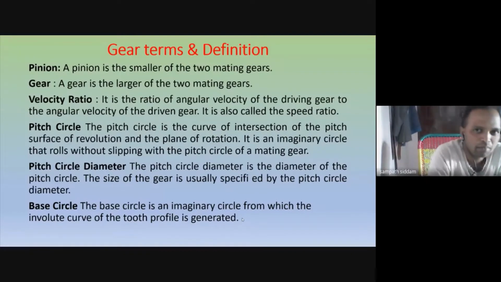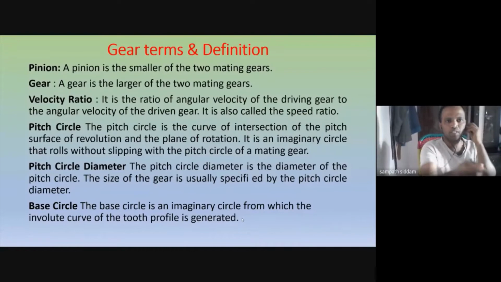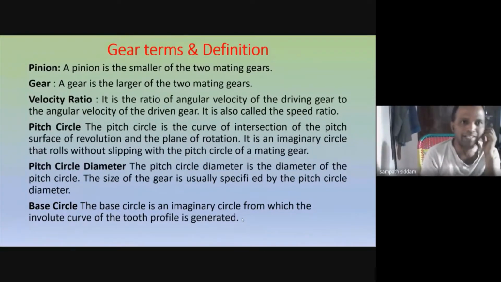Yes. Next, gear terms and definitions. This is a very important one, because short questions are mostly expected from this topic, which we are going through now. The definitions we have here are pinion, gear, velocity ratio, pitch circle diameter, and base circle.